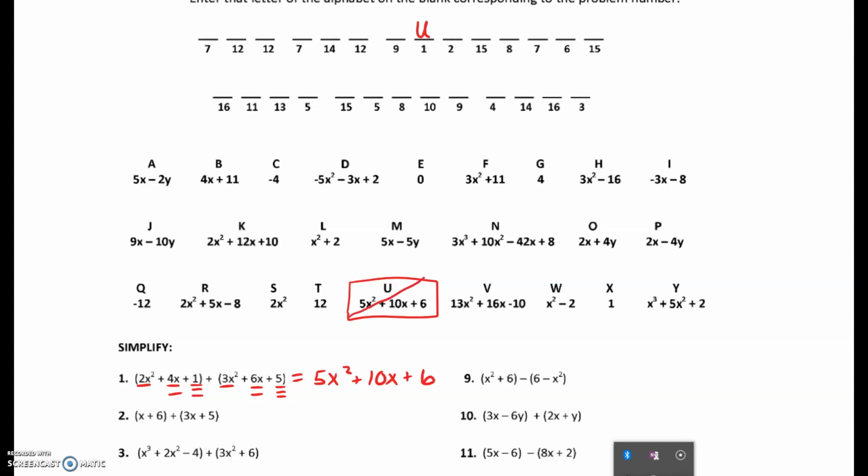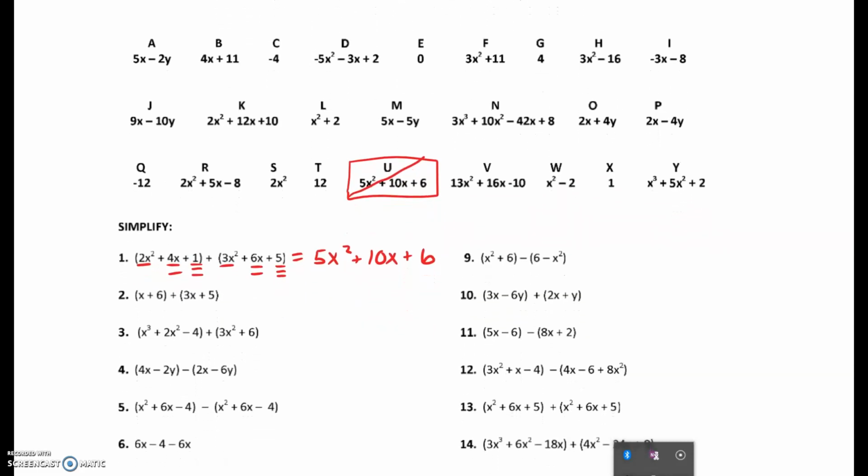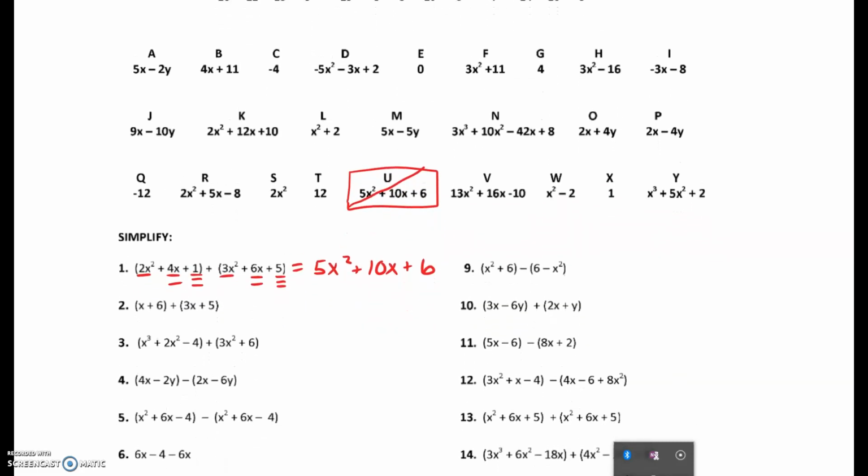You will not use every one of these answers. However, most of them do get used, and if your answer is not in one of the answers that is given here, you did something incorrectly. So please keep that in mind when you're working through that. Remember, for the subtraction problems, you do have to distribute that negative 1. So on something like number 9, you'll have x squared plus 6 minus 6 plus x squared.